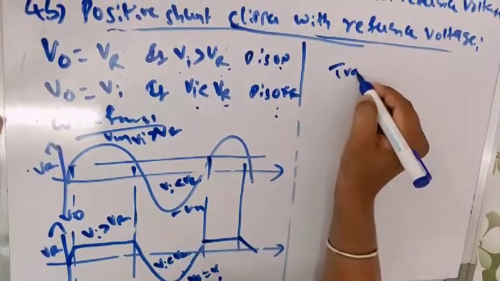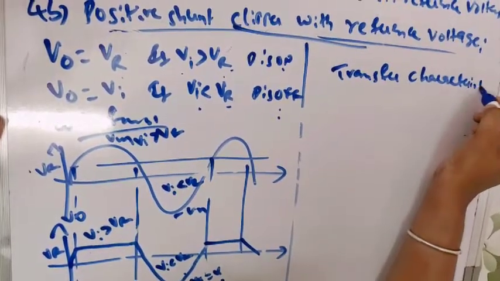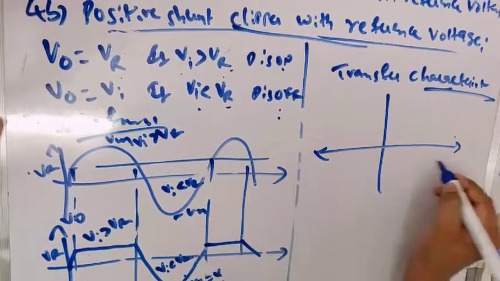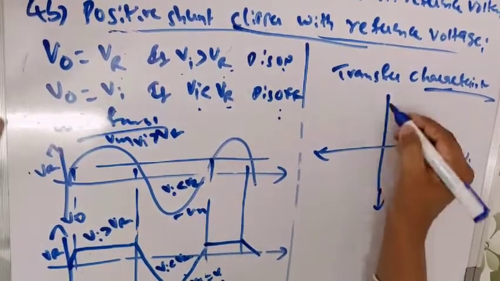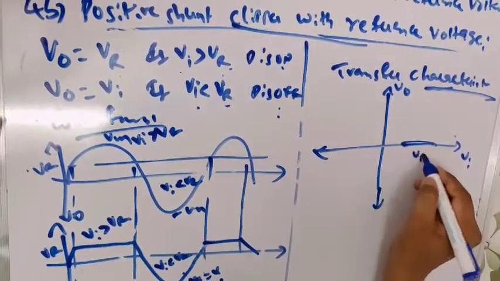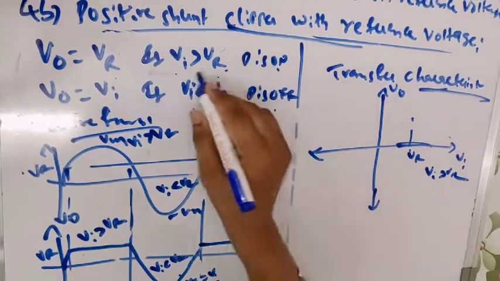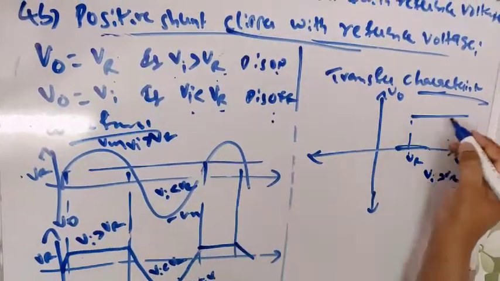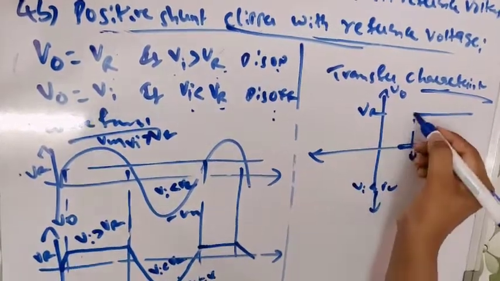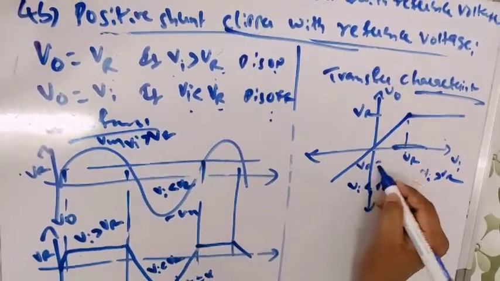It clips the positive peak portion of a sinusoidal signal. Now we'll see the transfer characteristics of this clipper circuit. The transfer characteristics are nothing but the characteristics drawn between the output voltage and the input voltage, with the reference voltage. When Vi is greater than VR, the output will be restricted to VR here, and when Vi is less than VR, the output follows the input voltage. This is V0 is equal to Vi.